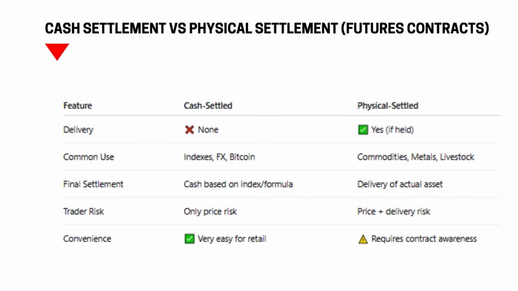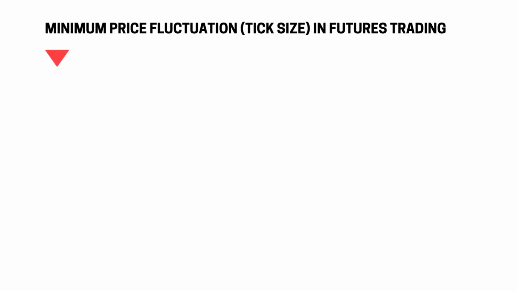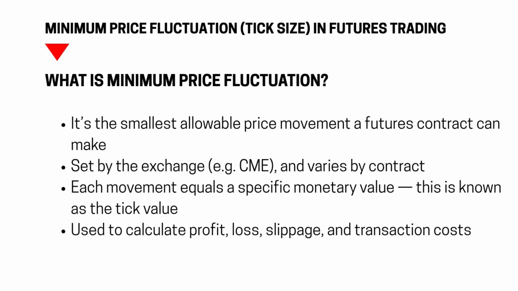So let's summarize one versus the other in this table. You can see cash settled and physical settled columns. Delivery: none for cash, yes for physical. Common use, I've listed some examples there. Final settlement: cash or financial for cash, and you get the goods for physical. Trader risk: really only price risk for cash, but for physical you're adding in delivery risk as well. Convenience: it's much easier for retail traders. If you're retail trading the physical stuff, you've got to have contract awareness or it could spell a bit of trouble for you.